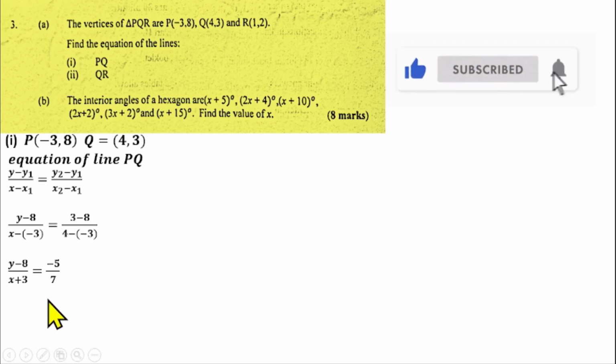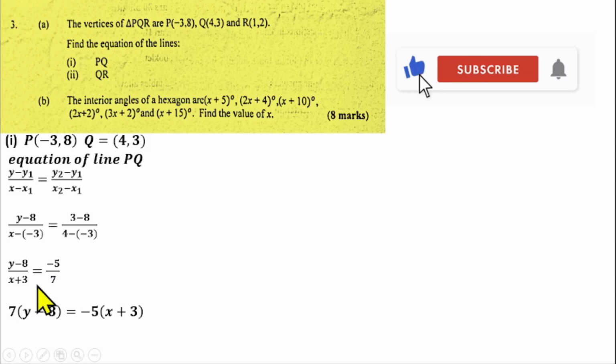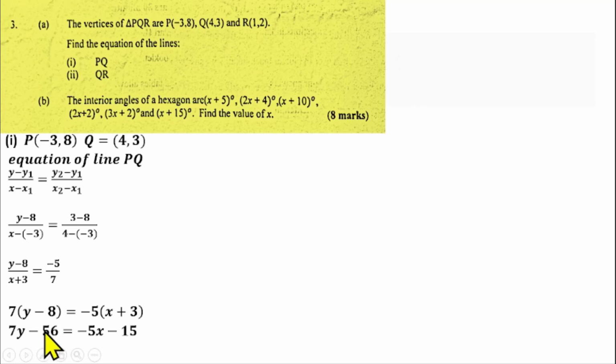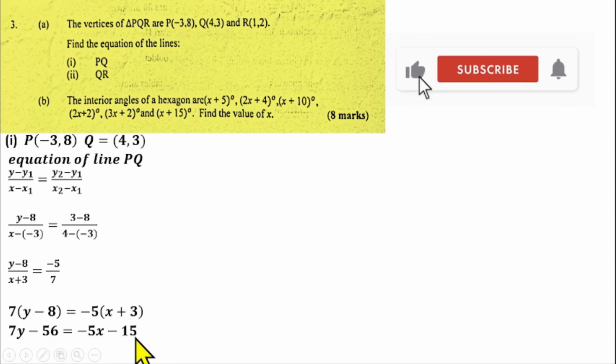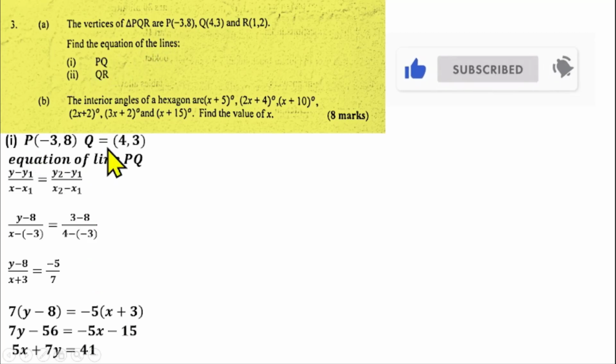Then from there you can now cross multiply. If you cross multiply, 7 multiply y minus 8 and minus 5 multiply x plus 3. So we have this. Then you can now open the brackets. So we have 7y minus 56 equals minus 5x minus 15. Then collect like terms. So minus 5x comes here, so you'll be having 5x plus 7y equals, then you have minus 15, then plus 56. So that will now give us 5x plus 7y equals 41. So this is the equation of the line PQ given the coordinates of P and Q.